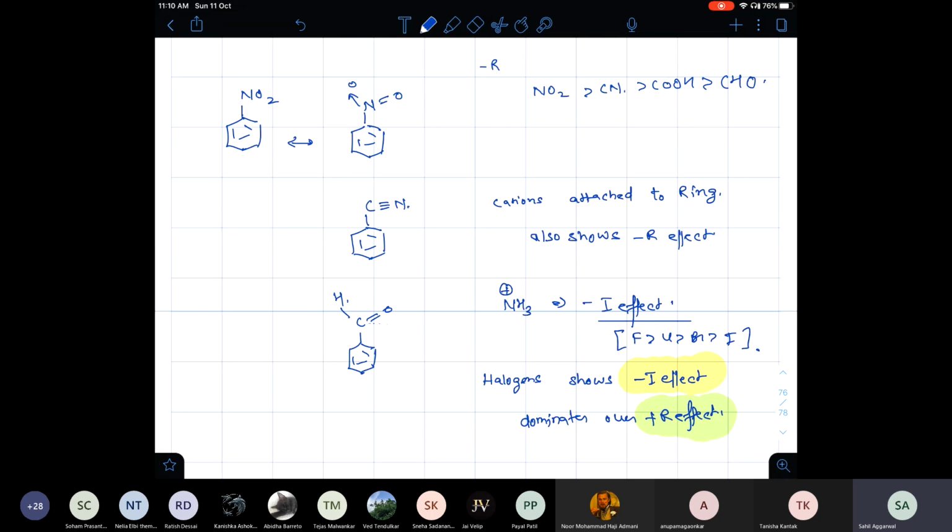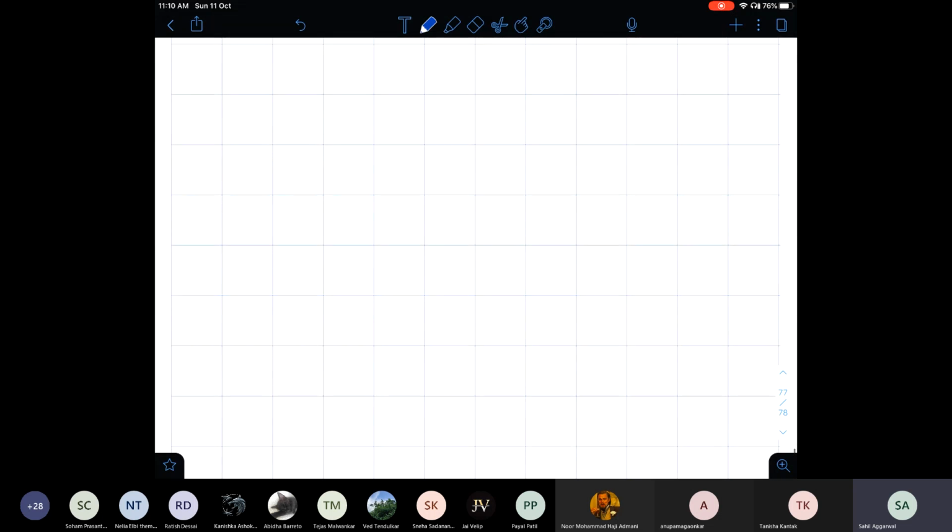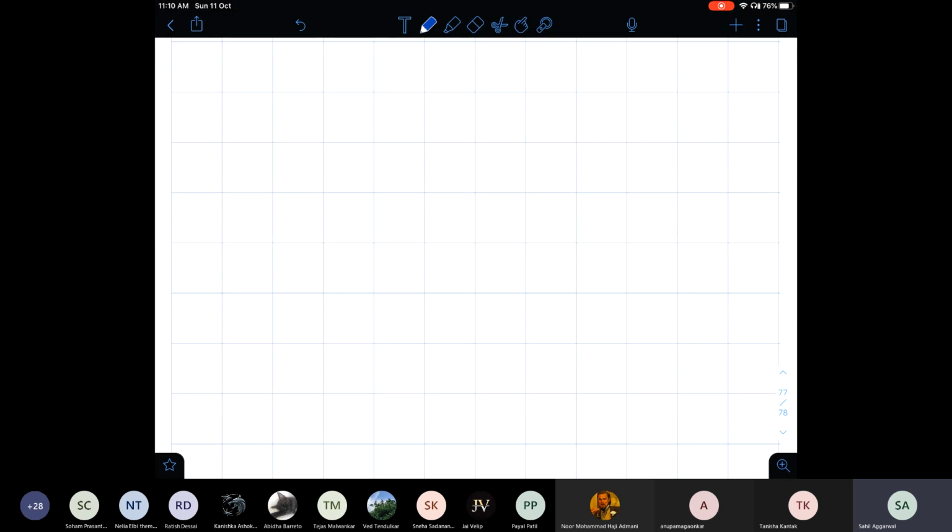Okay. So we'll follow it like this. Minus R effect is shown by PR3 plus, NO2, CN, COCl, COH, CHO, C triple bond C, C double bond C.